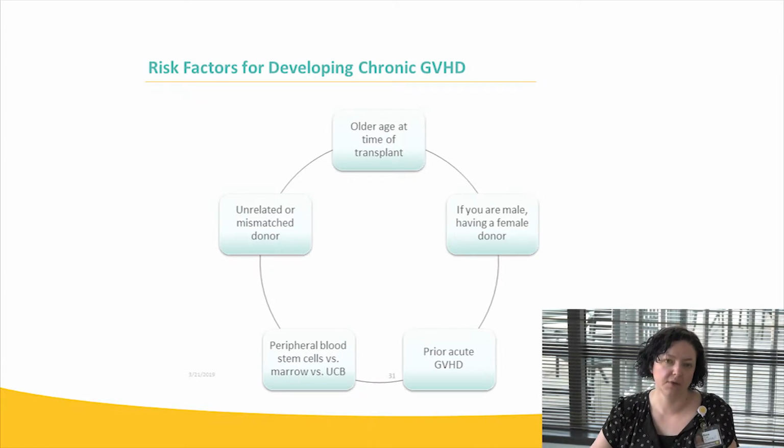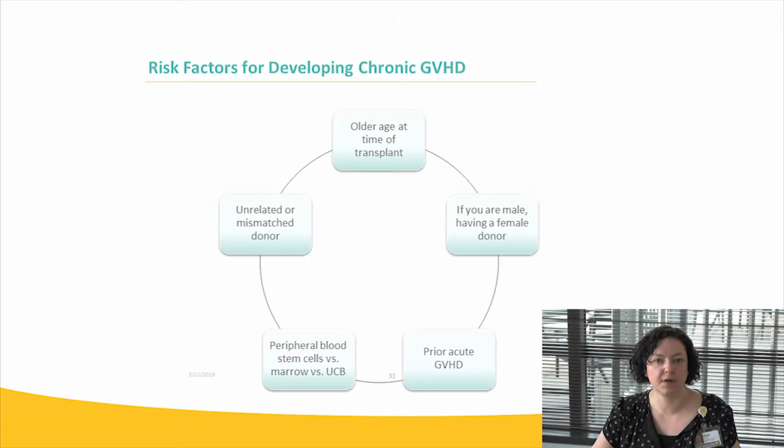If you're male and you had a female donor, that adds a bit to the risk factor. If you had prior acute GVHD, that's an increased risk, although it's not directly associated by system. So if you had gut GVHD, it doesn't necessarily mean you will go on to have chronic gut GVHD, but we just know that there's an association between those two.